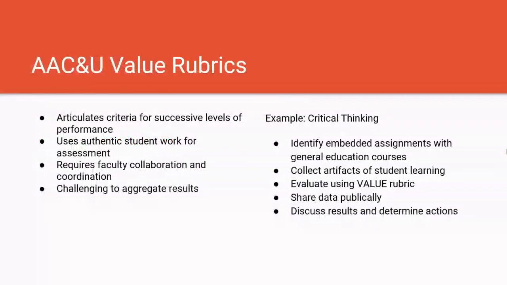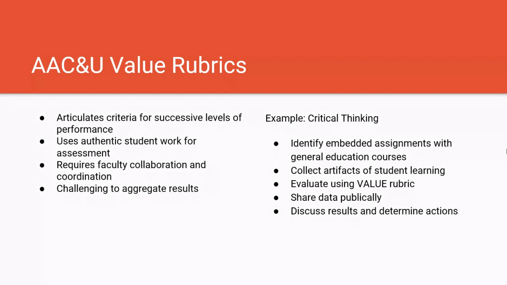So the first approach that we wanted to talk to you about today is that approach where we kicked this off, right, with our conversations of the AAC&U VALUE rubrics. The AAC&U VALUE rubrics are shared rubrics, a common assessment tool for each of these general education outcomes. They articulate specific criteria for successive levels of performance. These rubrics use authentic student work for assessment. It requires faculty collaboration and coordination within departments and across departments.